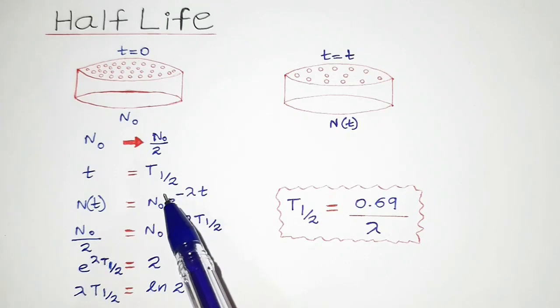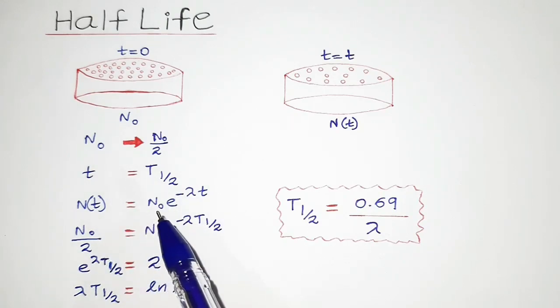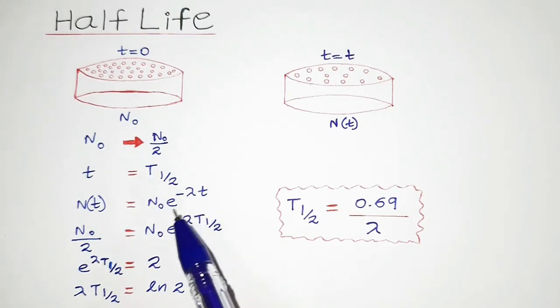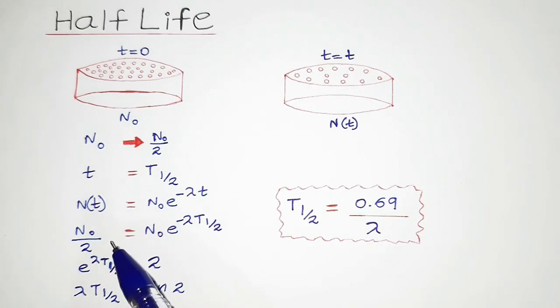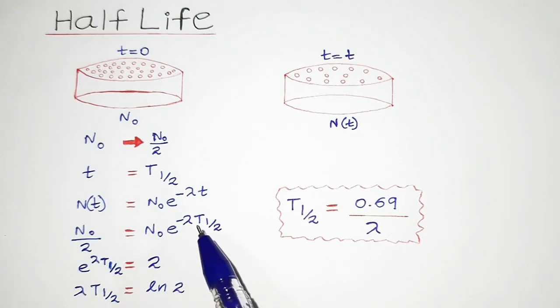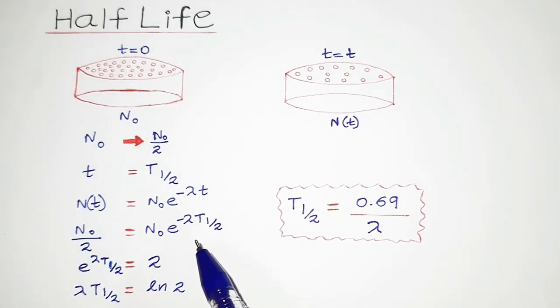We have the following equation: Nt is equal to N-naught e to the power minus lambda t from the radioactive disintegration law. And at the half-life time we have N-naught over 2 number of radioactive sample remaining in the container. It is equal to N-naught e to the power minus lambda t half, and the t half here is the half-life time. We can simplify the equation as follows: e to the power lambda t half is equal to 2. So lambda t half is equal to ln 2.